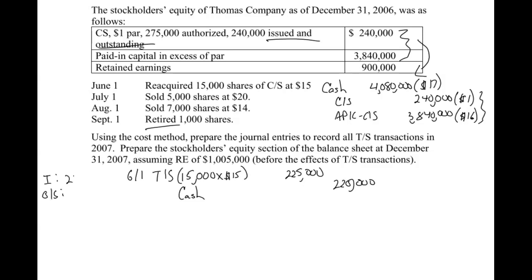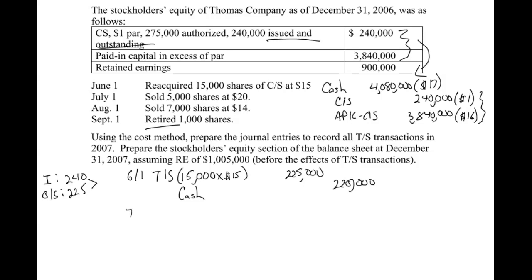Remember, issued and outstanding in the first journal entry, I'm going to leave all the extra zeros off, was 240,000. Outstanding means still in the hands of shareholders. We just bought 15,000 back, so that means there's only 225,000 still in the hands of shareholders. The difference between these two numbers always has to be the number of treasury shares we're holding. We're holding 15, so that all matches up.